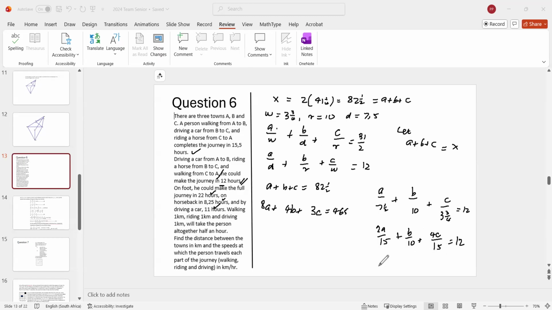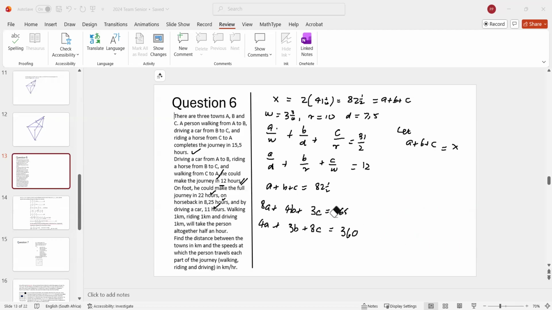Multiply right throughout by 30. And what do you have? You got 4A. Multiply this by 30, 3B. Multiply this by 30, 8C. Multiply this by 30, 360. Okay, so I don't need all these. Fortunately, all this has been recorded, so although I am rubbing it out, you can always get it.